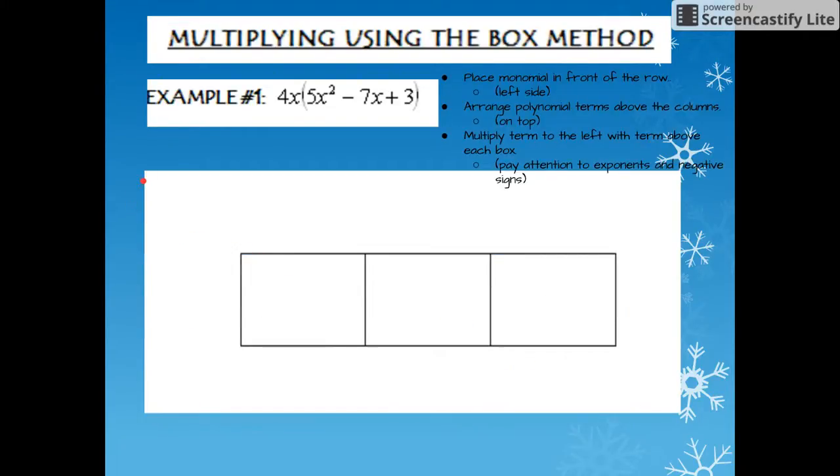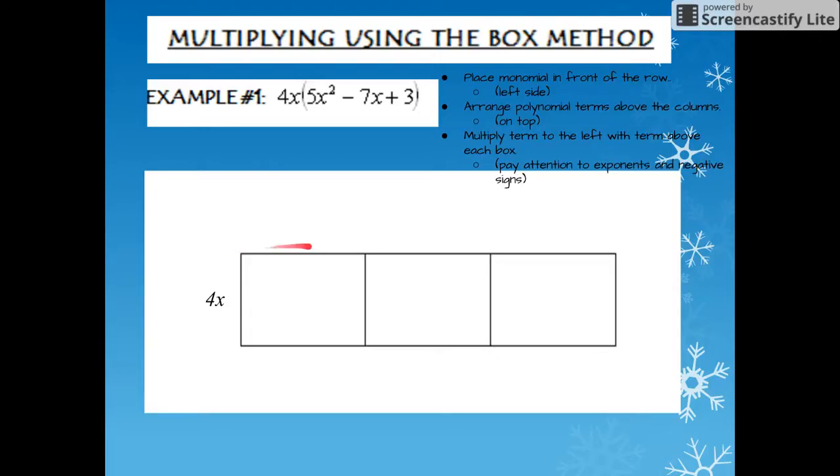Okay, so when we are multiplying and there's more than one term, like in example 1 here, that goes 4x times all this stuff in parentheses, 5x squared minus 7x plus 3, you need to use these few steps over here on the right. I would write these down in your notes. There should be space along the side there. First thing you're going to do is place the monomial, the thing out in front of the row of boxes. So 4x will go right here.